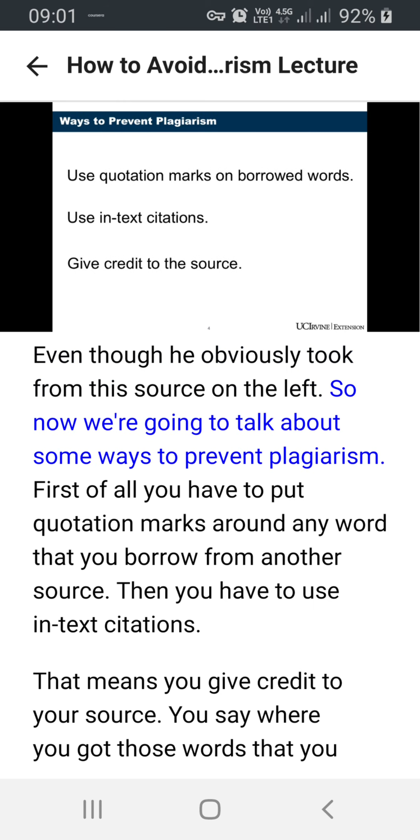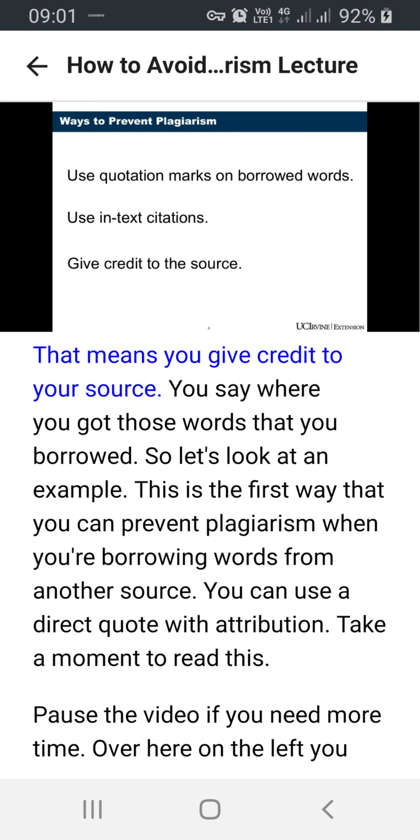So now we're going to talk about some ways to prevent plagiarism. First of all, you have to put quotation marks around any words that you borrow from another source. Then you have to use in-text citations. That means you give credit to your source. You say where you got those words that you borrowed.